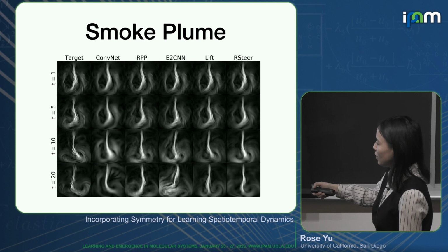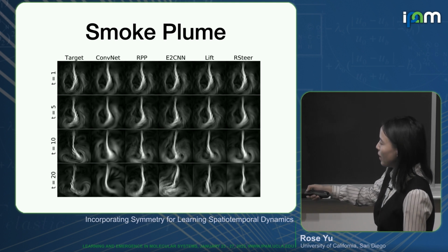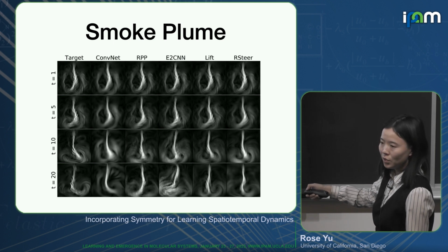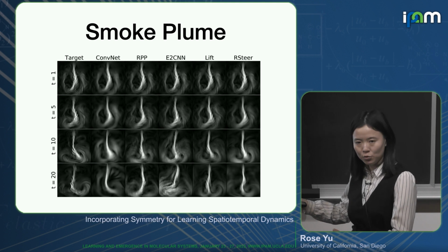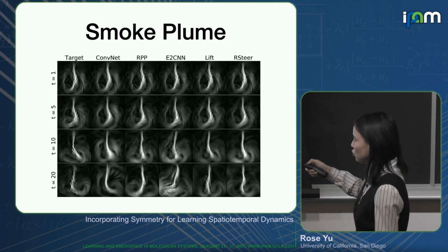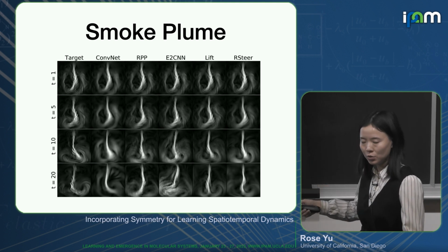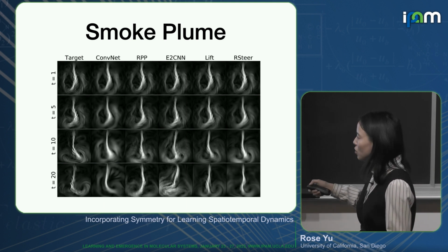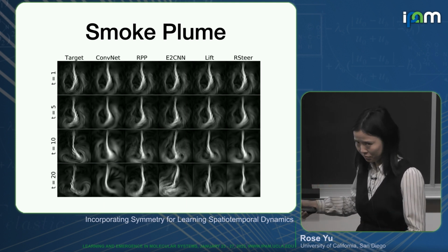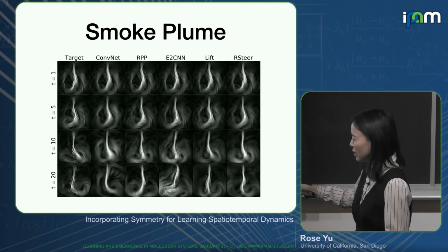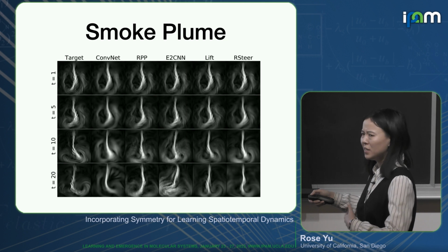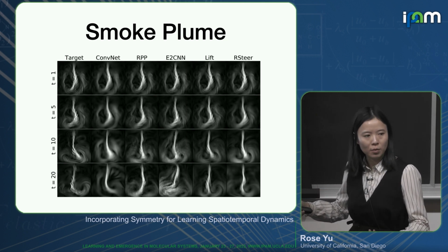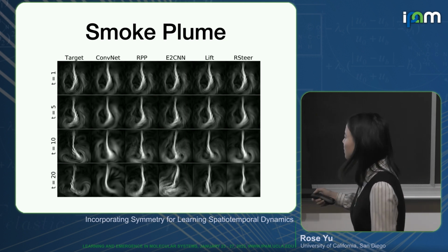Here we can see that the E2CNN, the perfectly equivariant model, completely gets the direction wrong. The smoke should bend to the right, but the predicted smoke bends to the left. Because the data is not perfectly symmetric and we are imposing a strong constraint like SO2 symmetry, the model is learning the wrong thing. The prediction is very far from the ground truth. This shows the potential risk of imposing the wrong type of inductive bias in the model.